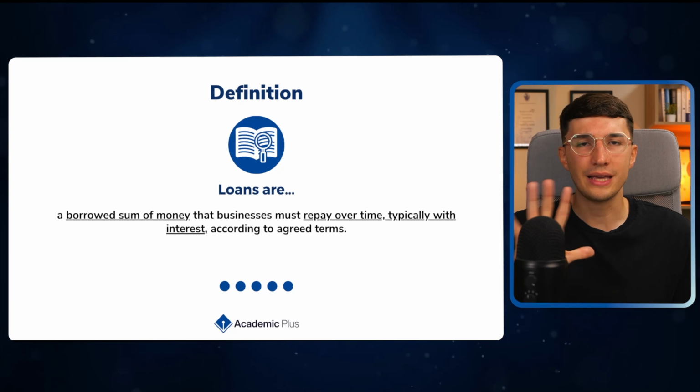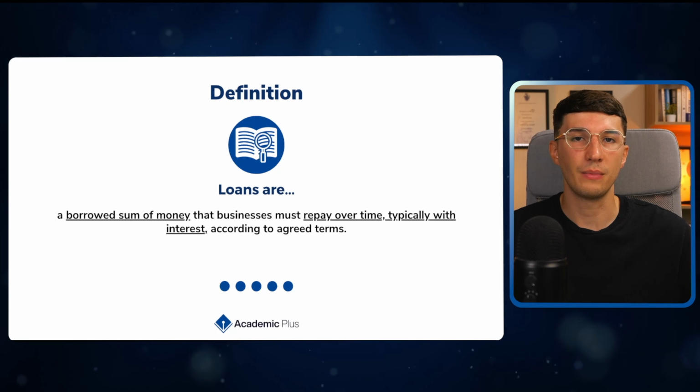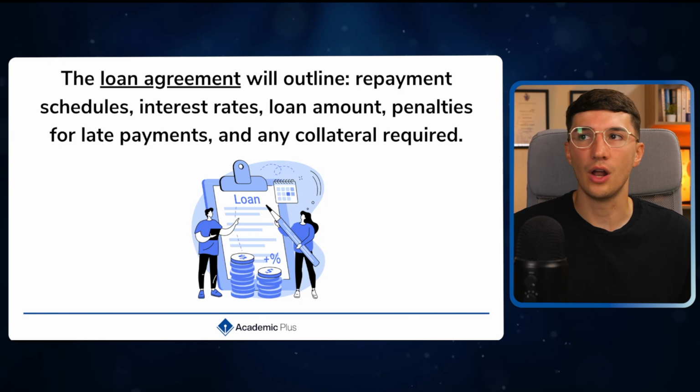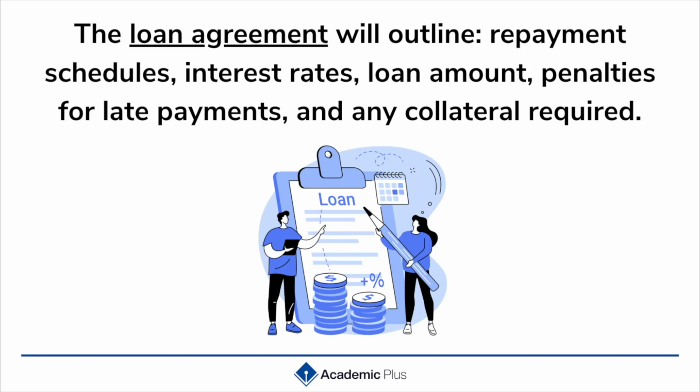Now, you will normally get your loans from banks, but it can be through a variety of different methods as well, such as family and friends. And when you take out that loan, you will have to sign a loan agreement, and this will outline a variety of different things. For example, it will outline your repayment schedules, so how much you need to pay and on what dates. It will also agree the interest rate, whether this is fixed or variable. And don't worry, we are going to go through in just a moment what we mean by interest rates. Of course, it's going to show you the loan amount, any penalties for late payments, and any collateral required.